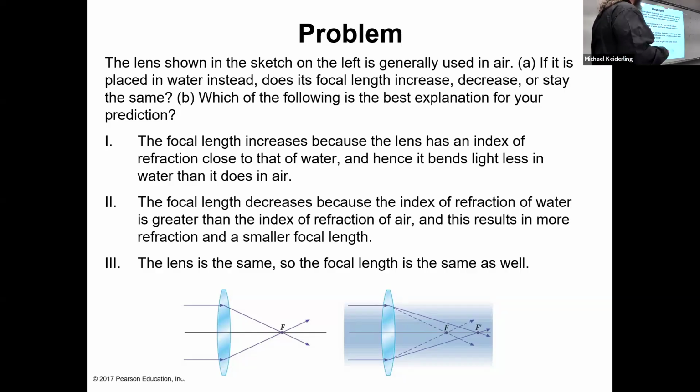We think the focal length increases because the lens has an index of refraction that is close to that of water, and hence it bends light less in water than it does in air. Does it decrease because the index of refraction of water is greater than the index of refraction of air? This results in more refraction and a smaller focal length. Or the lens is the same and so the focal length is the same. Do you have a guess?